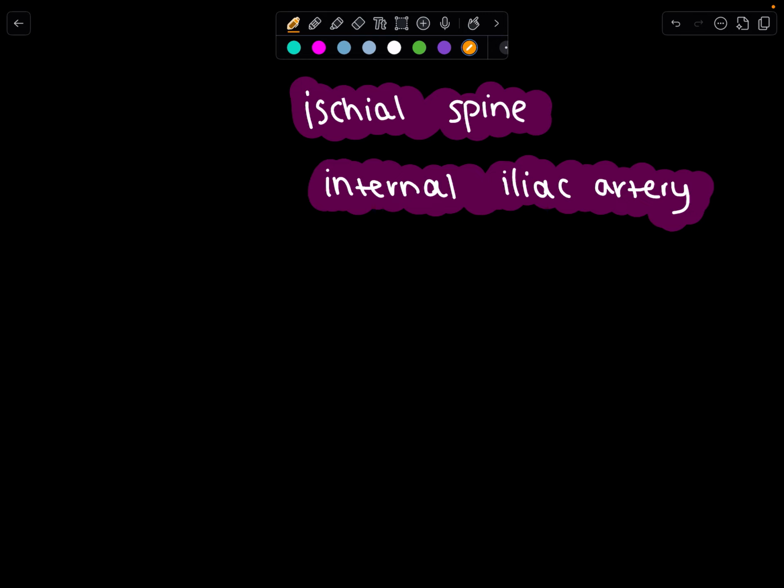This course is a bit weird, so it goes downward in front of the internal iliac artery to reach the ischial spine and then turns forward and medially to enter the upper lateral angle of the urinary bladder. Okay. What about the vas deferens? How does it relate to that?